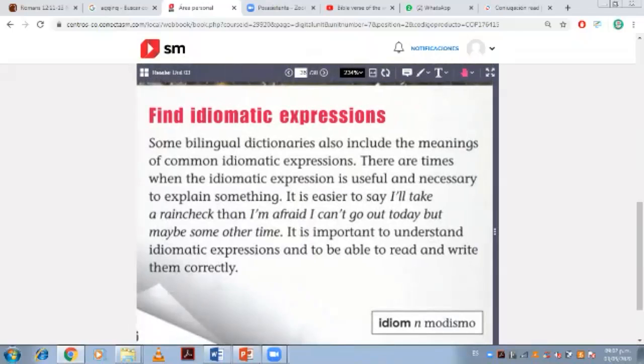It is easier to say, I'll take a rain check, than I'm afraid I can't go out today, but maybe some other time. It is important to understand idiomatic expressions and to be able to read and write them correctly.